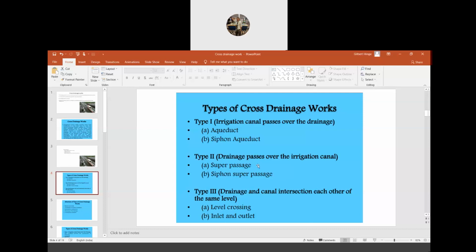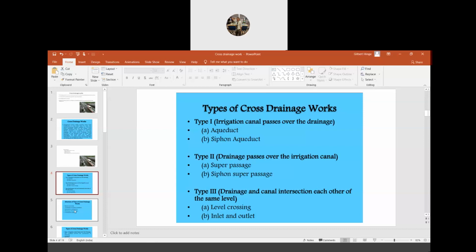In the first case, the irrigation canal is on top of the drainage. In the second case, the drainage is on top of the irrigation canal. And in the third case, there is an intersection between the drainage and the canal. Okay. So within each type, we have two subtypes.